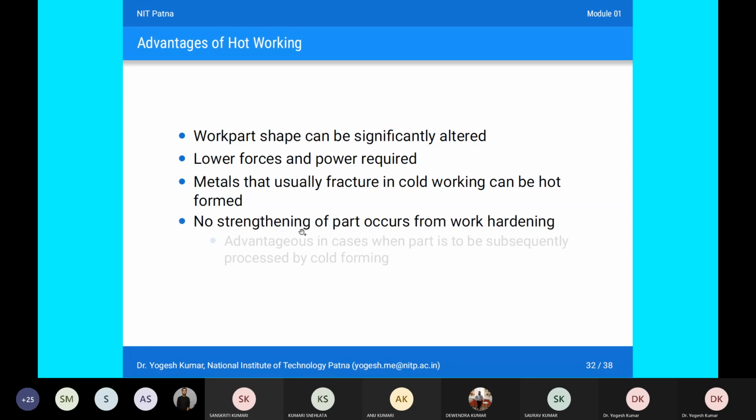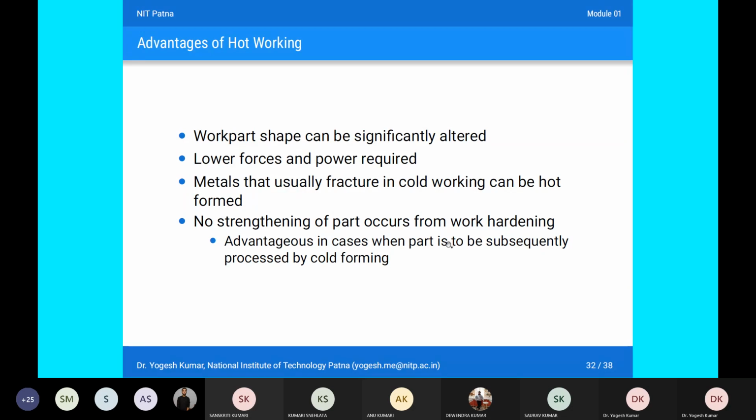Then the next advantage is no strengthening of the part from work hardening. Why is no strengthening taking place? Because the strain hardening exponent is near zero at higher temperature. So the strengthening or increase in brittleness of the metal block is reduced. It is also advantageous when the part is to be subsequently processed by cold working.